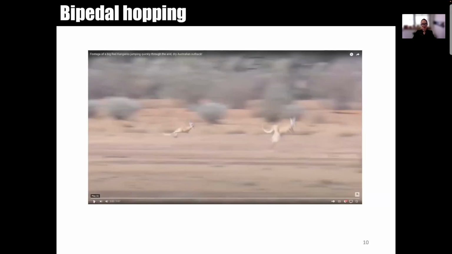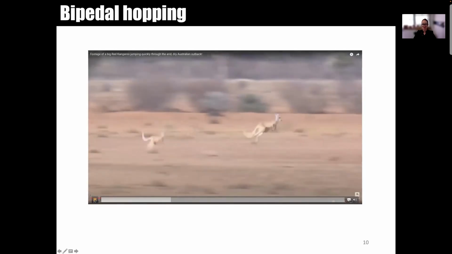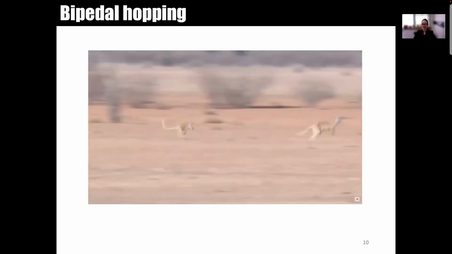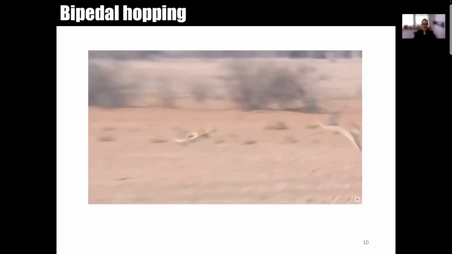So this is in contrast to bipedal hopping, which by definition is a specialised mode of terrestrial locomotion characterised by sustained motion in which the hind limbs contact the ground simultaneously with no involvement of the forelimbs. So hopping kangaroos actually push off with both their large feet at the same time, and they're using their tails for balance.